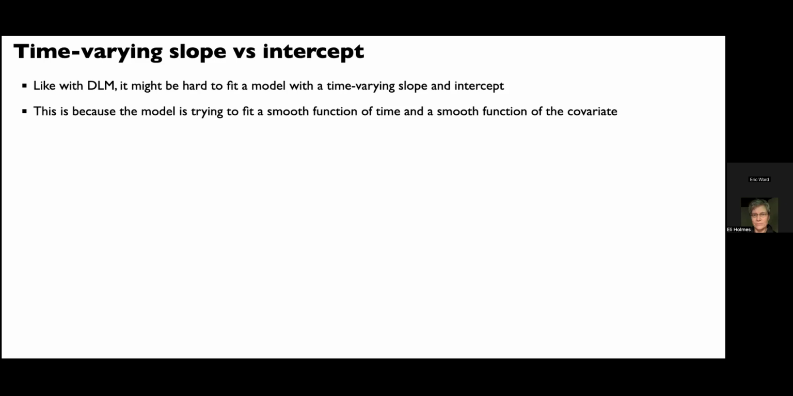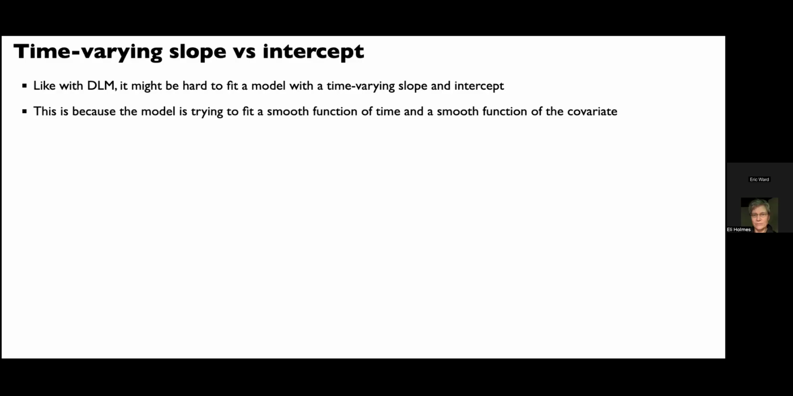Okay, so time-varying slope versus time-varying intercept. I think this is a big thing to think about. It is not just something that occurs with GAMs, but also with DLMs. And based on our experience, it's often really hard to fit a model that has both a time-varying slope and a time-varying intercept.